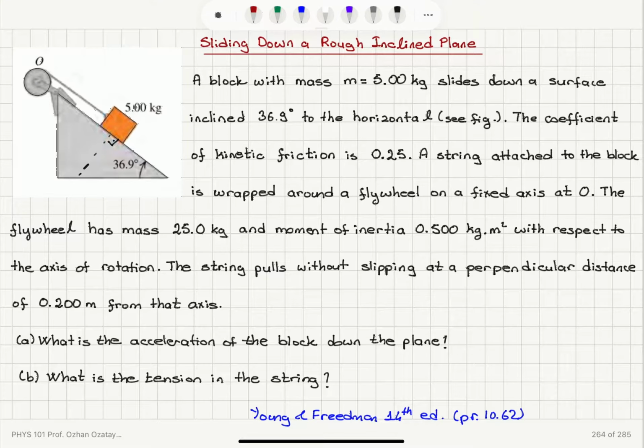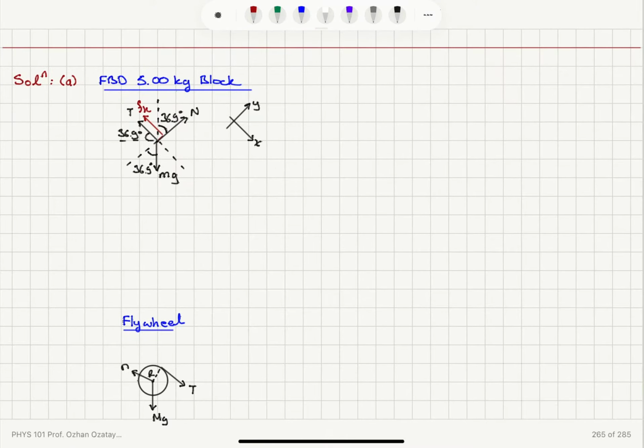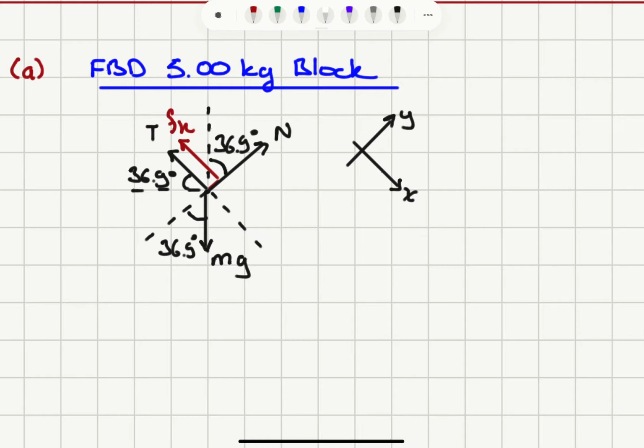Okay, so let's start with the free body diagram of the 5 kilogram block. We're going to see the weight of the block pointing down, mg. There will be a normal force from the inclined plane. There will be a tension acting on it, and because it's sliding down, the kinetic friction would be pointing up. So let's put all of these together on this free body diagram.